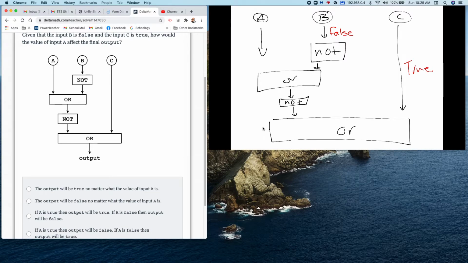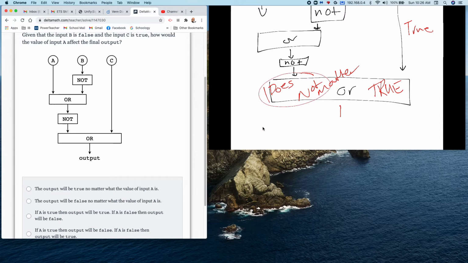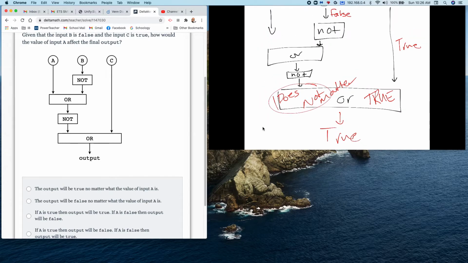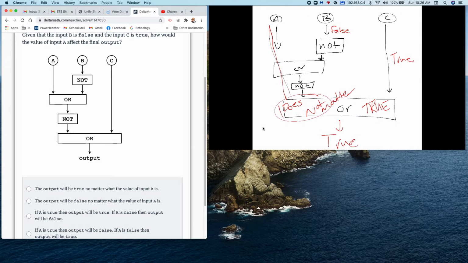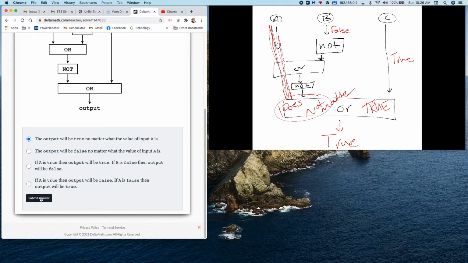Okay, really similar to the last one. So C is true. So you know right here, this is true. Again, none of this matters. It doesn't matter what any of that is, because C was true. Because C was true, the answer is always going to be true. None of this row here matters because C was true. So the output will be true no matter what the value of A is. Pretty similar question to the last one.